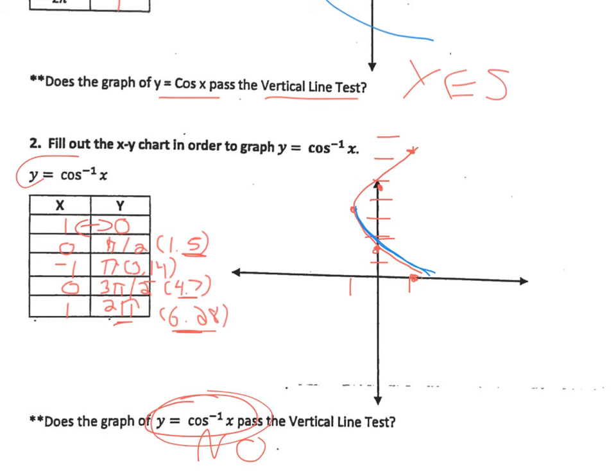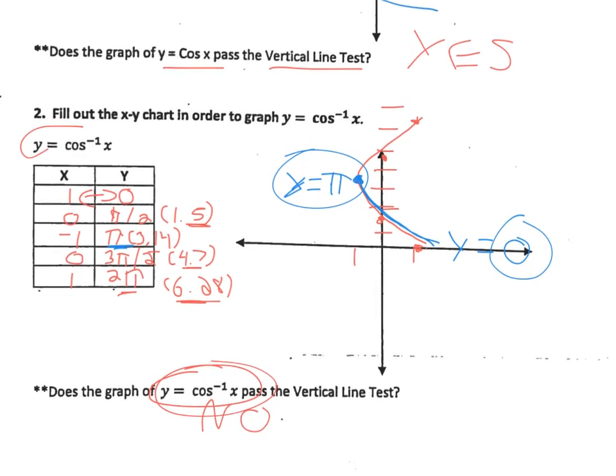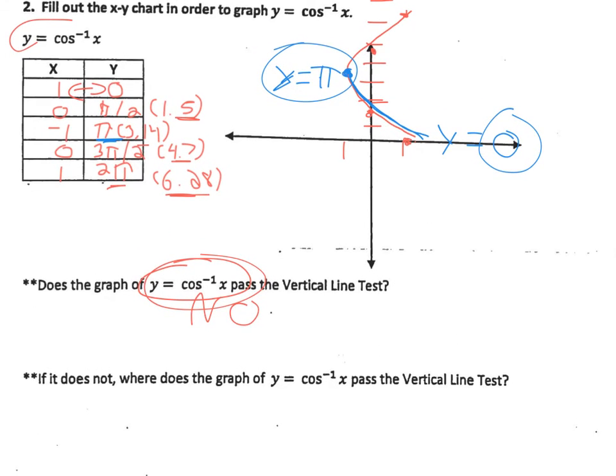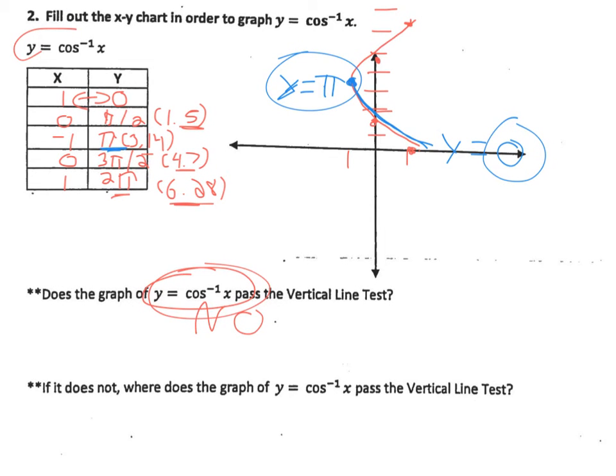And here's the main point right here. If you look, the y value here is 0. And right at this point, that's the last point where it passes the vertical line test. This y value is this right here. It's pi. All right, that's where it passes the vertical line test. So when I move down, okay, I said if it does not, which it doesn't, where does the graph pass the vertical line test? It's between these two values.